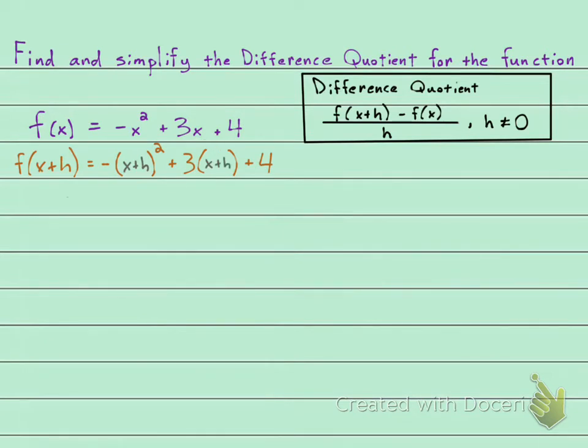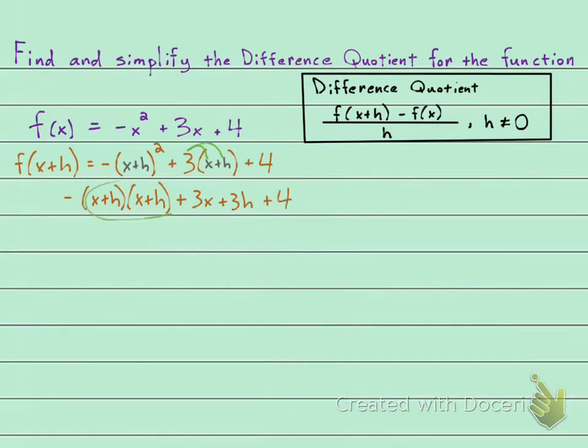Now we need to simplify what we have. It's very important to note that this x plus h squared, you're going to have to FOIL that out. You can't just square the first part and square the second part. You have to actually write it out twice and then square it. So when in doubt, write it out. So we have minus x plus h times x plus h plus, and then here we can just go ahead and distribute. 3 times x is 3x, 3 times h is 3h, and then drop down the plus 4.